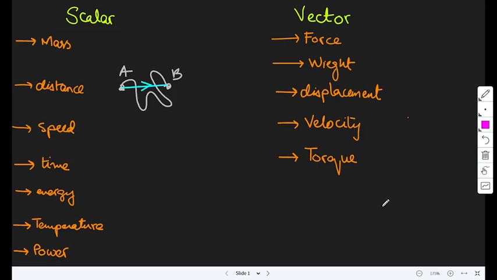Let's take the example of an area. Let's say the area of my house is 200 meters square. Now it has no direction, it is just an area. So area is a scalar quantity, right? So you have to determine yourself which quantity is scalar and which quantity is vector. These are the simple basic quantities which will come across in your course.